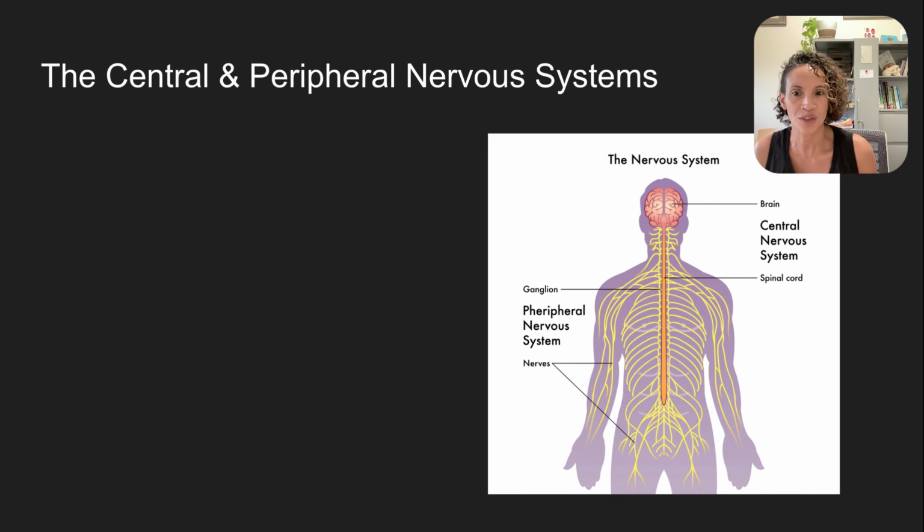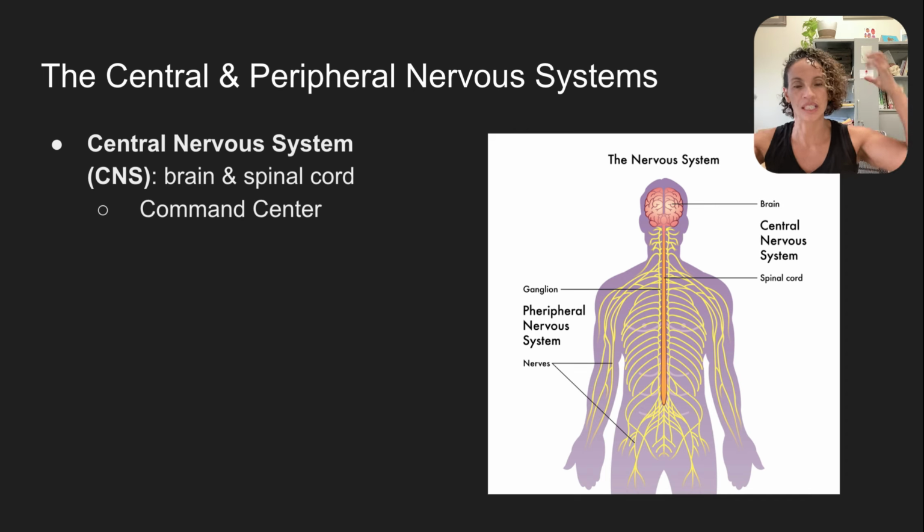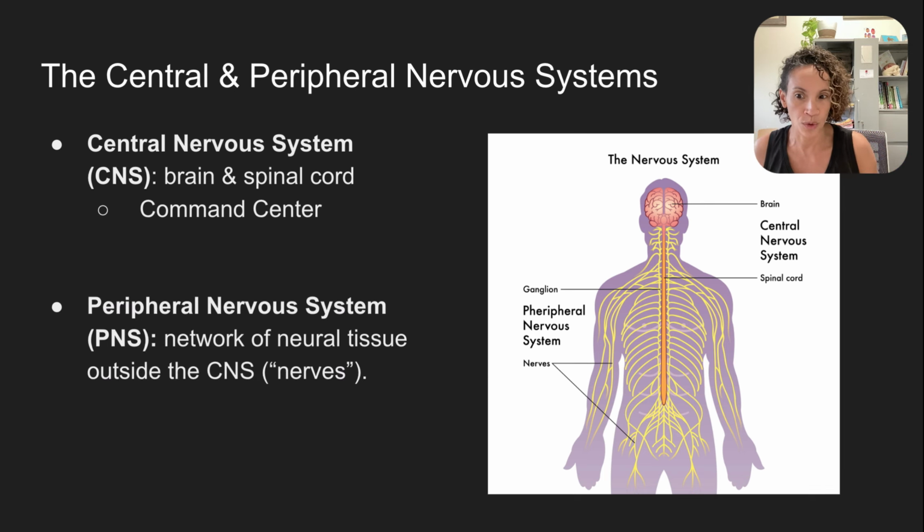Let's start with the central and peripheral nervous system. As you can see here in this picture, we have the brain and spinal cord. That's the central nervous system, which is, of course, your command center, where all the information comes in to and all the decisions come out of. So that's central command, the brain and spinal cord.